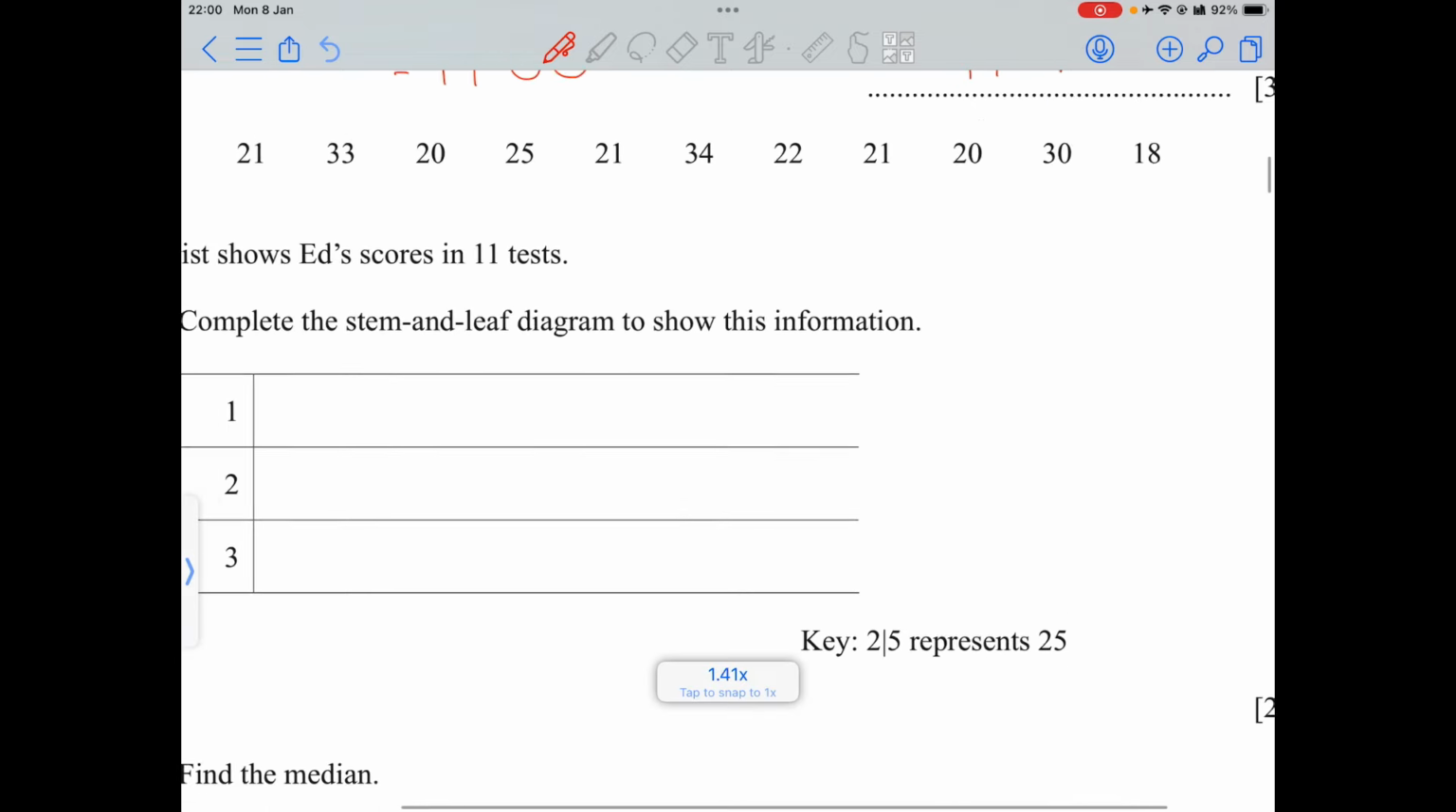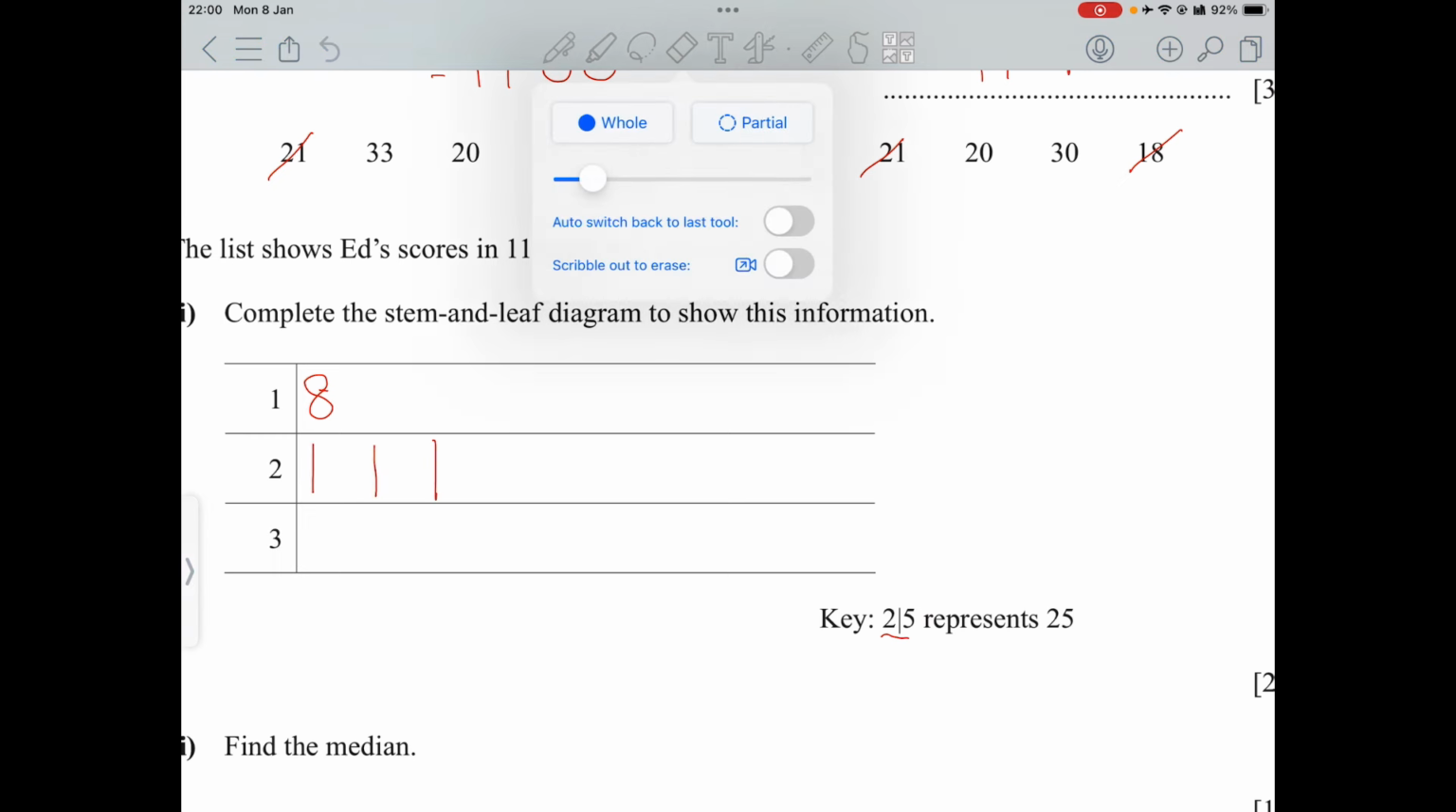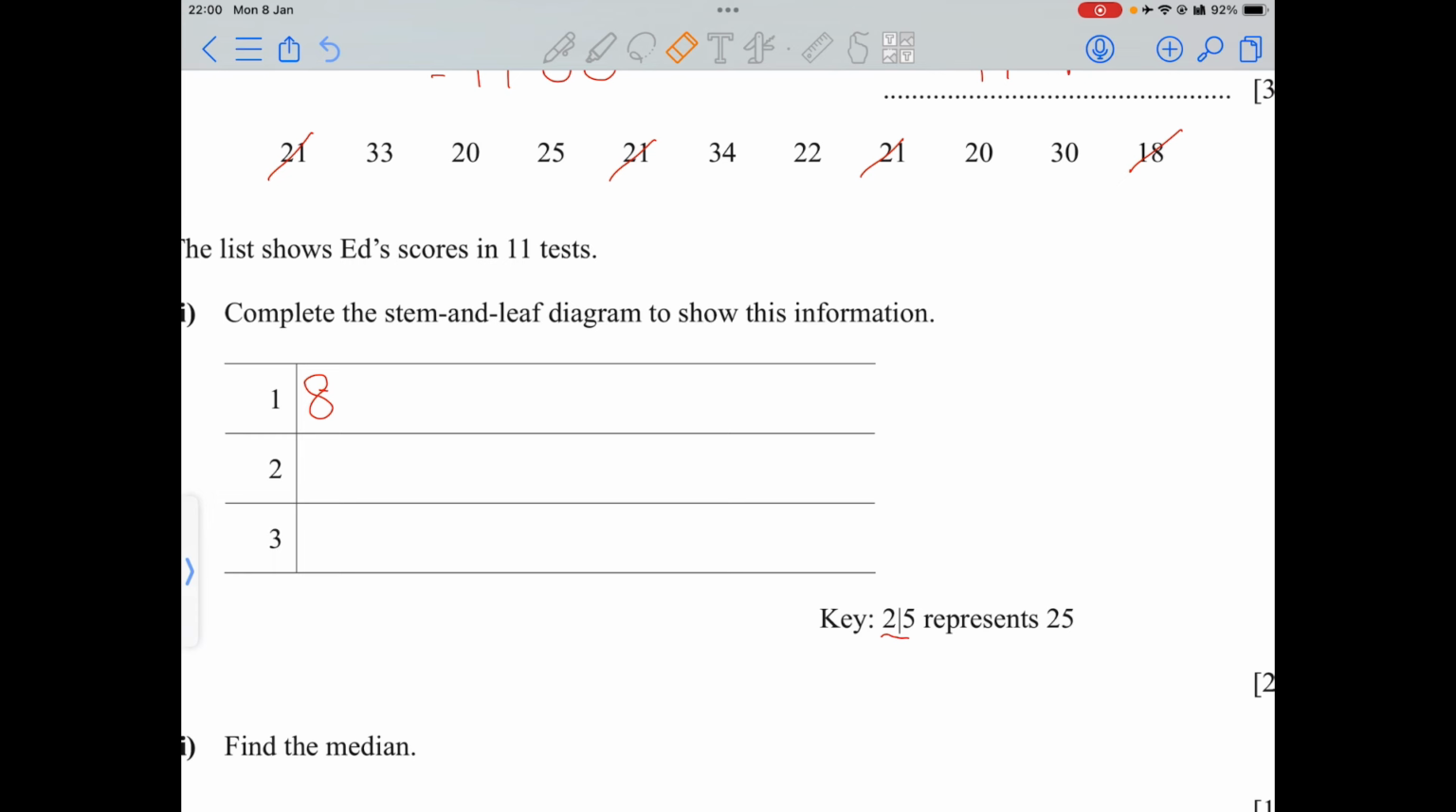Now this diagram, we have to compare this stem and leaf diagram. So it says that the key 2, 5 represents 25. So basically this is being split up into 2 parts. First of all, we have 18 here, so it's going to be an 8. Then for 2, we have 21, 21, and 21. So there are three ones here. 1, 1, and 1. Oh, my bad. There's a 20 as well. Sorry for that. 0, 1, 1, and 1. We crossed out this.